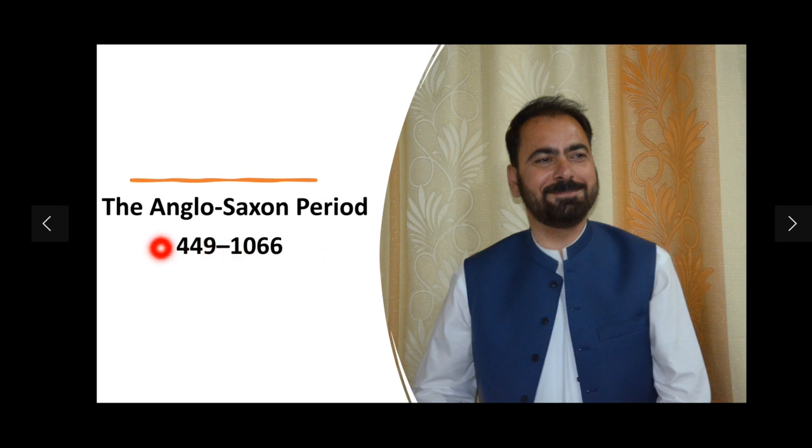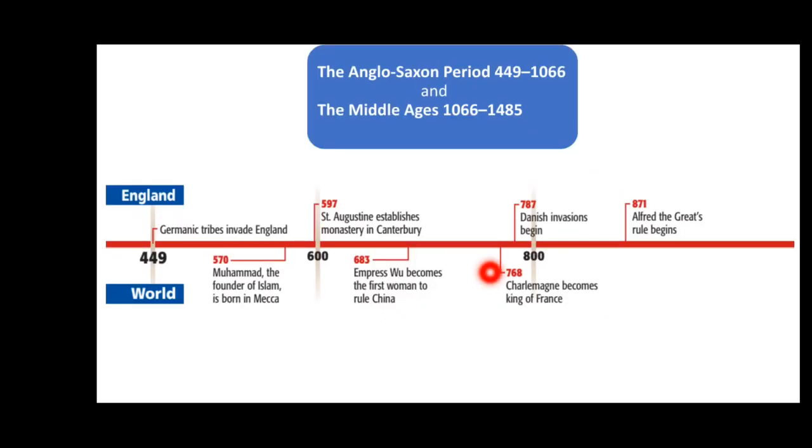So the Anglo-Saxon period formally begins in 449, which is the end of the 5th century, and it ends in 1066, which is the middle of the 11th century. So the Anglo-Saxon period begins in 449 and ends in 1066. And the Middle Ages begin in 1066 and end in 1485.